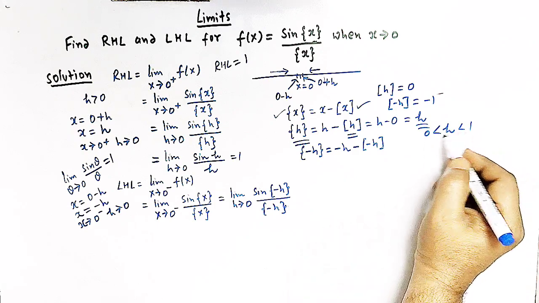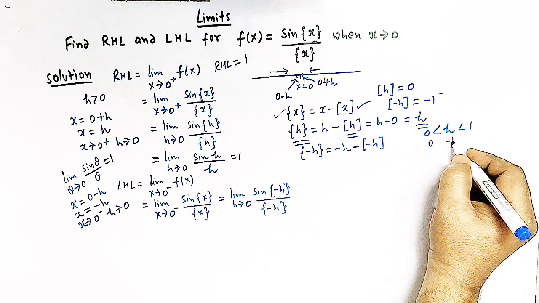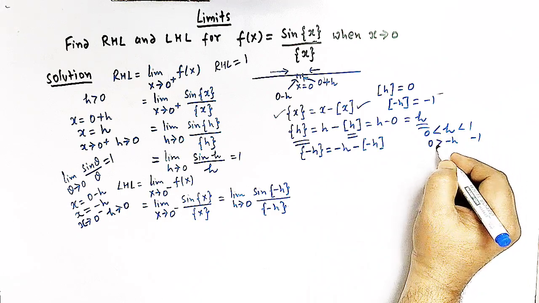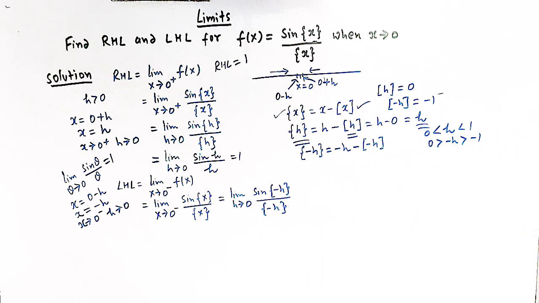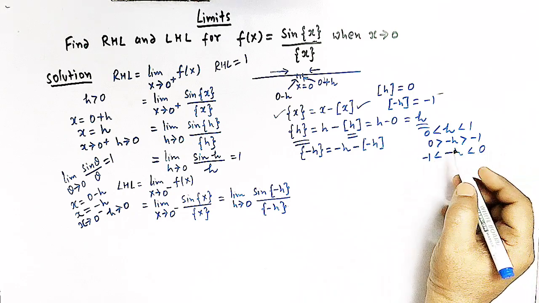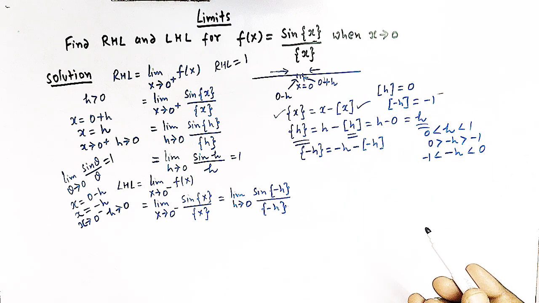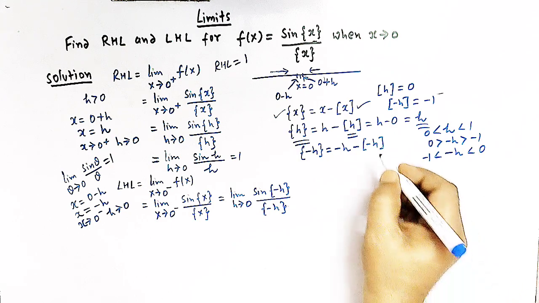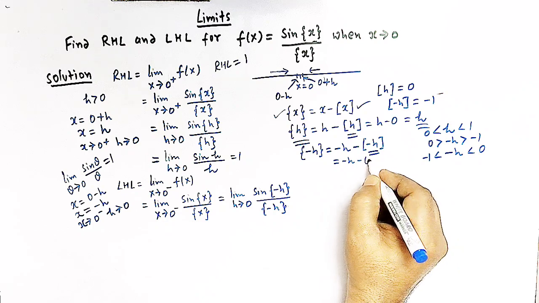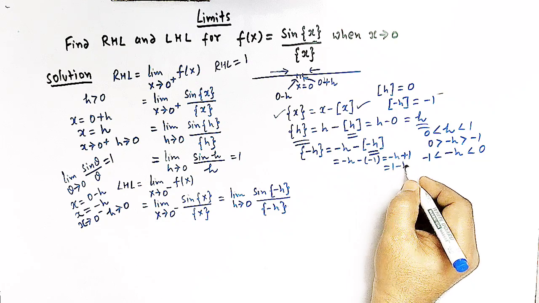So if we multiply this inequality throughout by minus 1, then here we have 0, here we have minus h, and here we have minus 1, and the direction of the inequality gets reversed, right? So minus h is greater than minus 1 but less than 0. So the greatest integer of minus h should be equal to minus 1 due to the definition of greatest integer function. So here we have minus h minus, and here we have minus 1. So this is minus h plus 1, that is equal to 1 minus h.